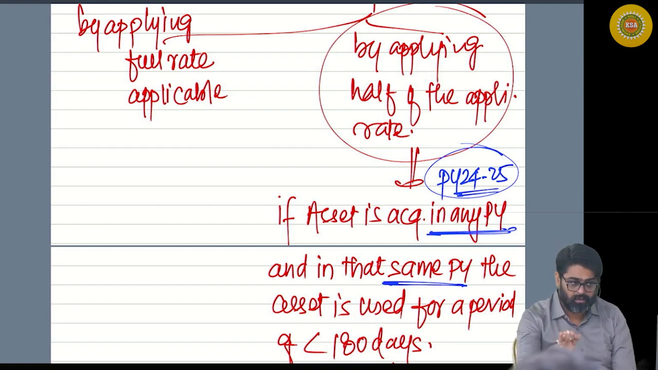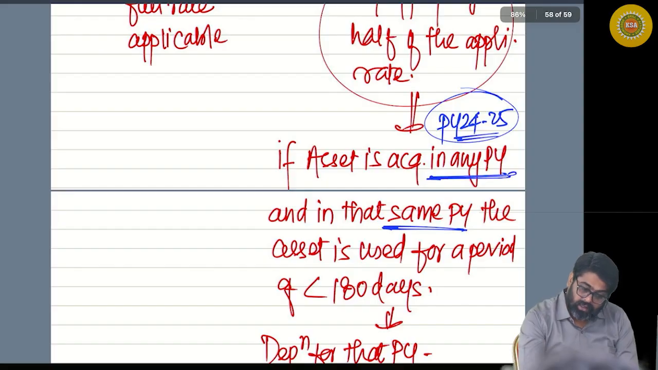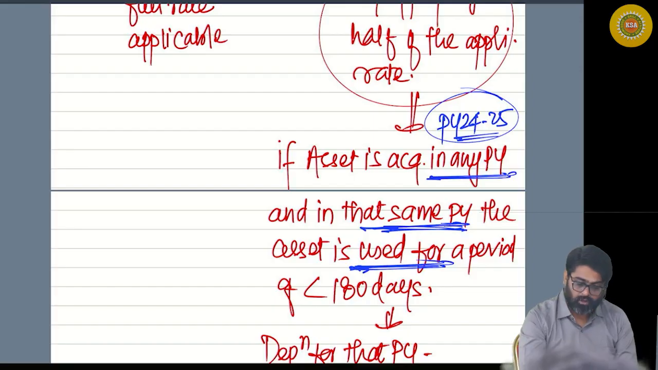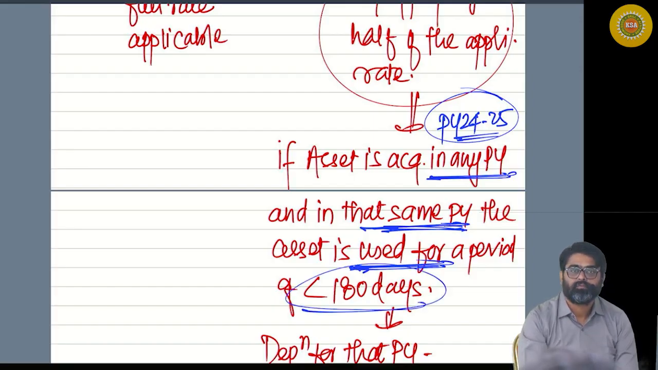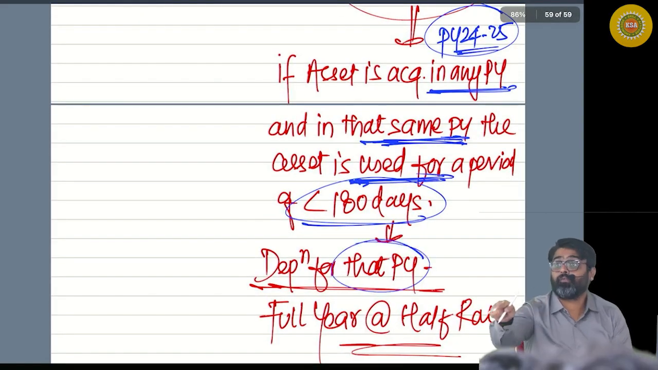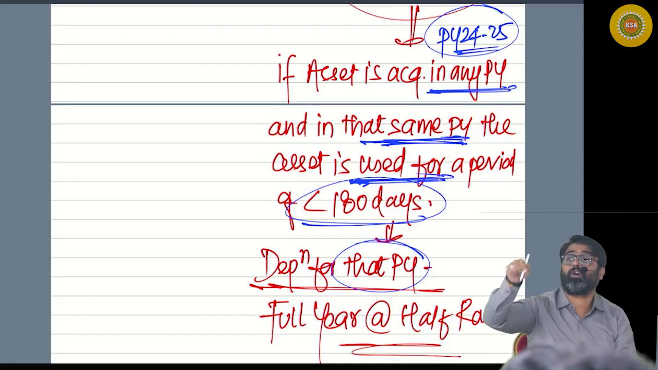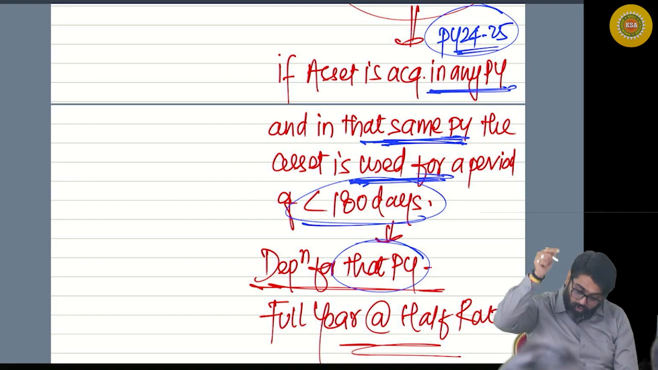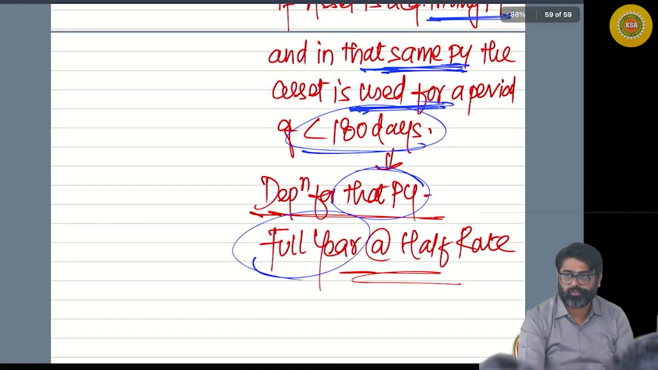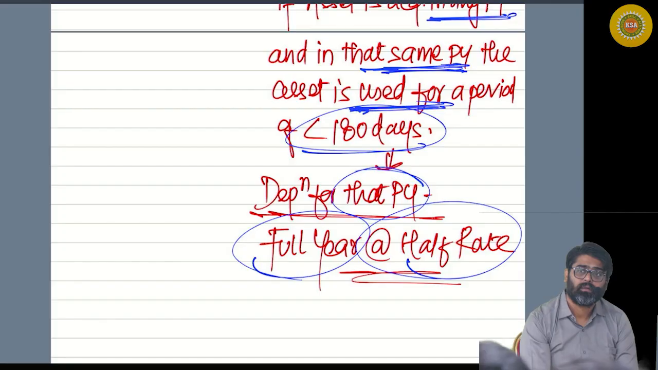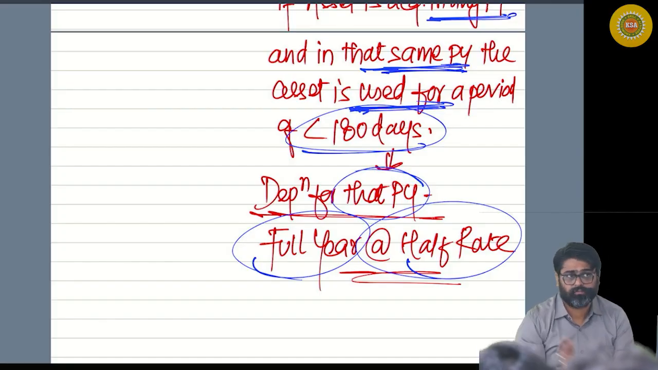But the asset is used in that same previous year for a period of less than 180 days. Then the depreciation which you will calculate for that previous year, meaning 24-25, the year in which the asset was purchased, for that year, the depreciation will be calculated at full year, at half rate. Yes or no? Will you remember? Sure. Now you will give me the answer.